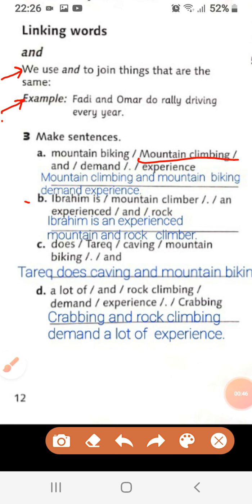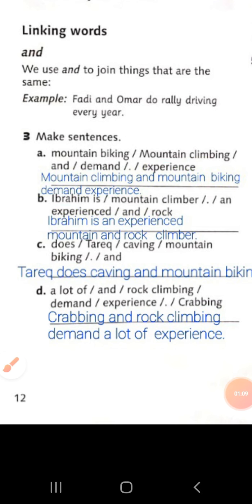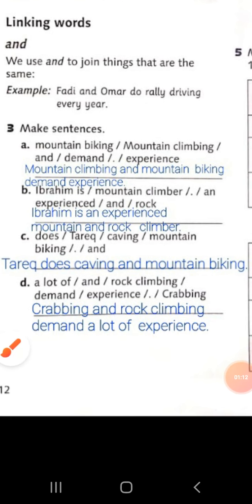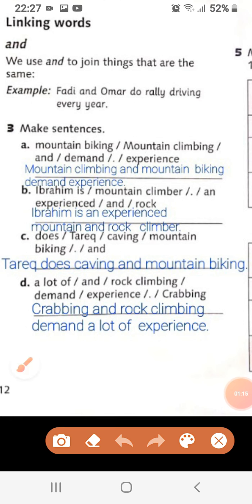أوكي؟ B إبراهيم is mountain climber, full stop and experienced and rock. عنا رح نبلش بإبراهيم is an experienced mountain and rock climber. إذن إبراهيم هو خبير بتسلق الجبال والصخور. C طارق does caving and mountain biking. طارق بيعمل استكشاف للكهوف. caving هي رياضة استكشاف الكهوف، و mountain biking هي ركوب الدراجات الجبلية.